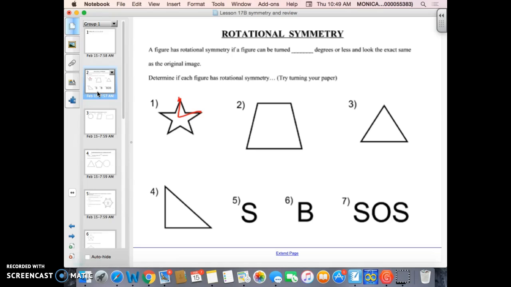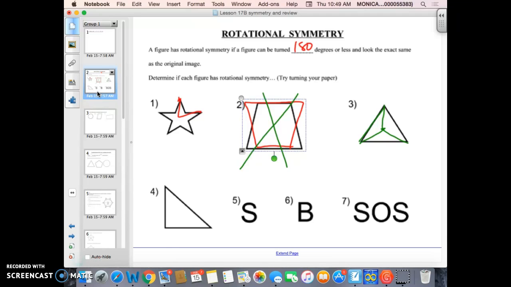This one, if you turn this shape around 180 degrees or less, let's see if I can do this. You'll notice that here it's not going to fall back on itself at all. So this one would not have rotational symmetry. So this is a big no. Number 3, yes. You can see here, if I turn the shape upon itself here, I would have rotational symmetry, and here.